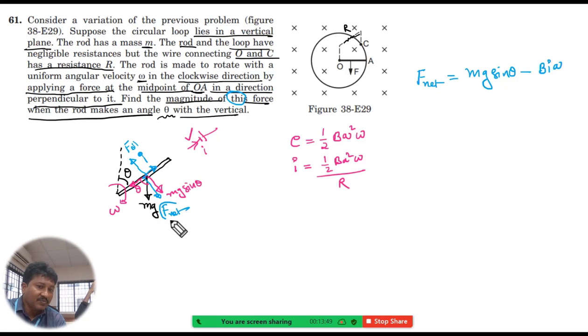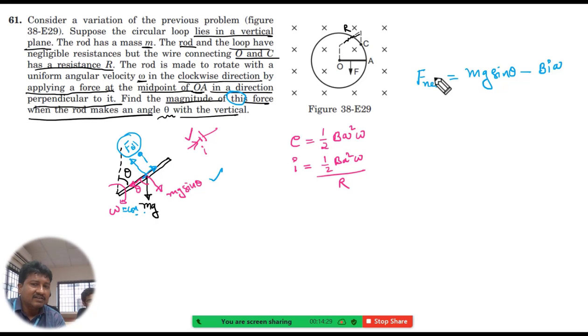This net force is due to BIL and mg sin theta. The mg sin theta is the component of the weight of the rod, and because of the current flow the rod experiences the BIL force. There is one more additional force added. To maintain omega constant, you have to cancel this net force. Only then can you maintain omega constant. That's why we have to find the net force.